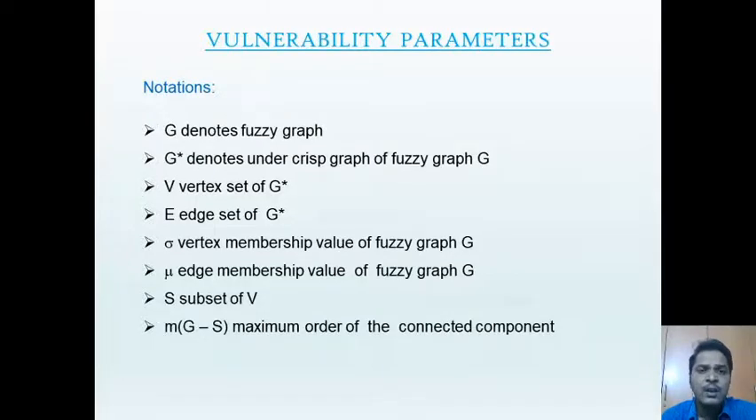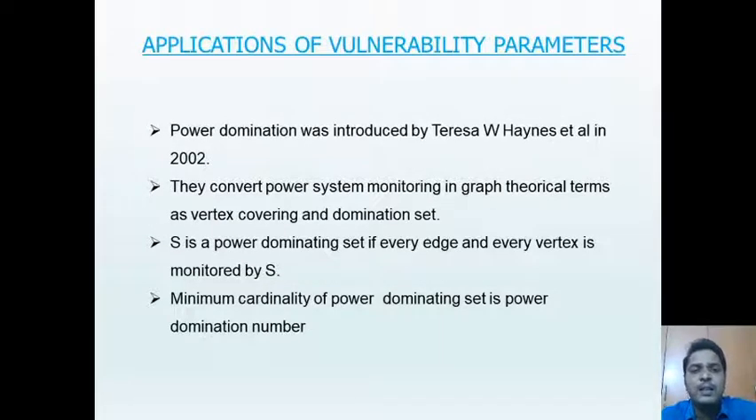Now the next heading is application of vulnerability parameters. In 2002, power domination was introduced by Teresa W. Haynes and their partners. They converted power system monitoring into graph theoretical terms as vertex covering and dominating set. S is a power dominating set if every edge and every vertex is monitored by S. The minimum cardinality of a power dominating set is the power domination number.